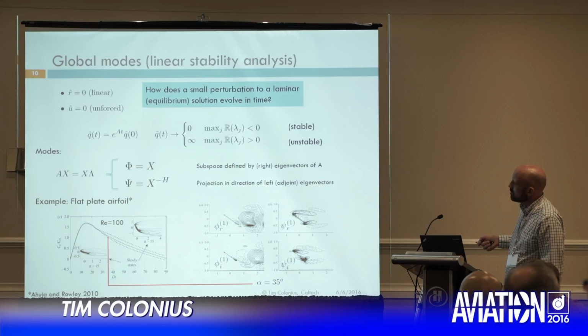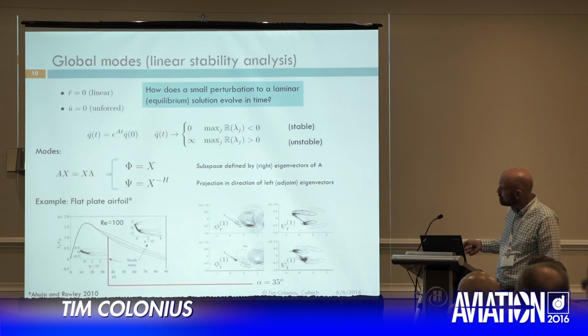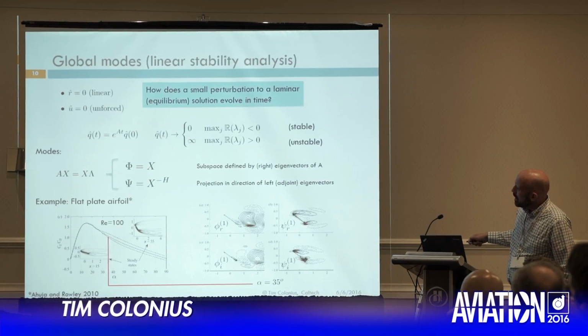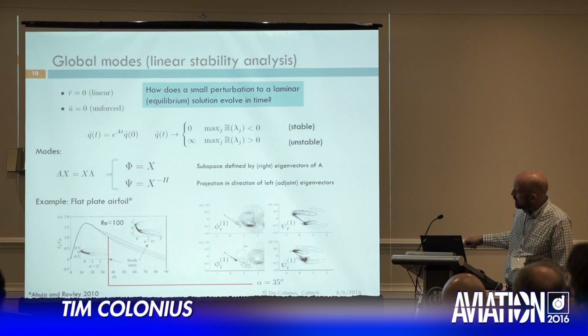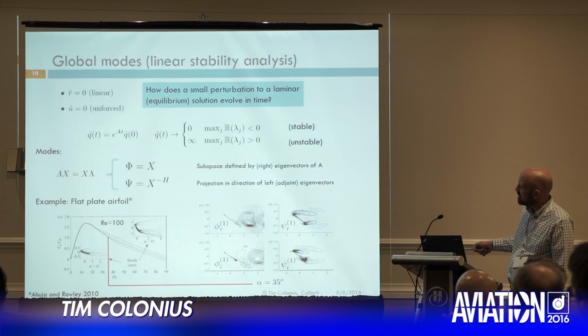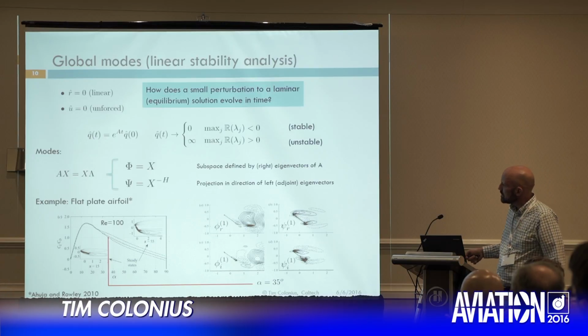So for example, if we apply this to a flat plate airfoil, as was done by Ahuja and Rowley, this is the flow at a very low Reynolds number of 100 over a flat plate airfoil. CL over CD is plotted as a function of angle of attack here. And there's a stable steady state solution up through a particular angle of attack, after which there's an unstable steady state solution, which is given by the middle of these three dashed lines here.